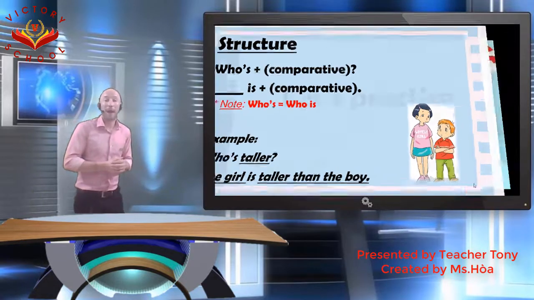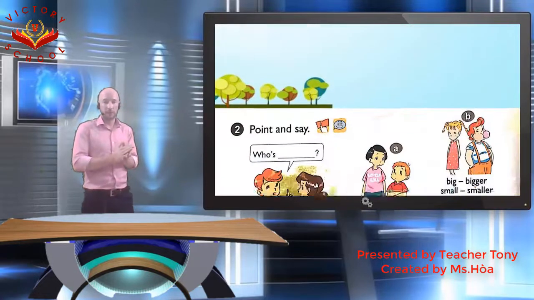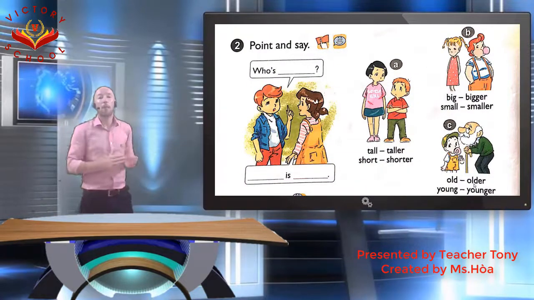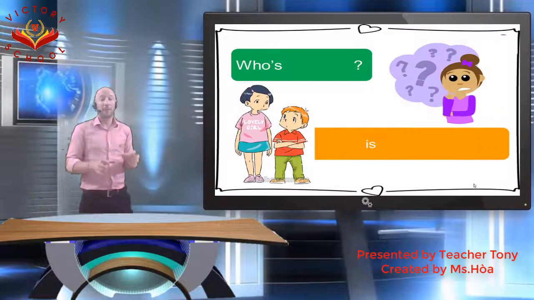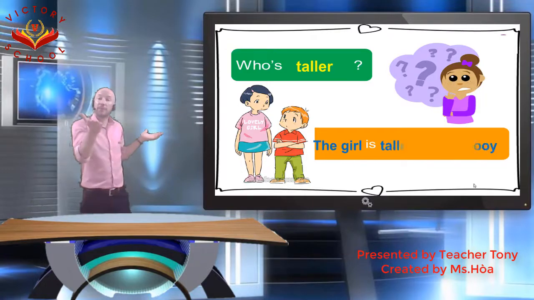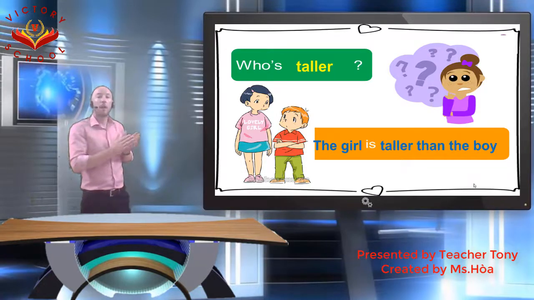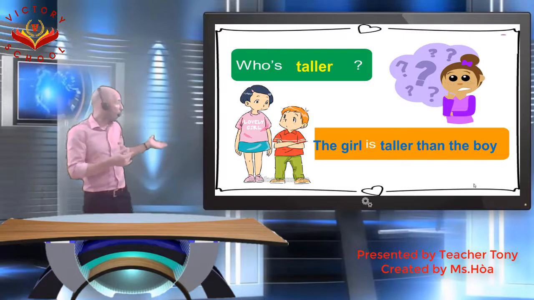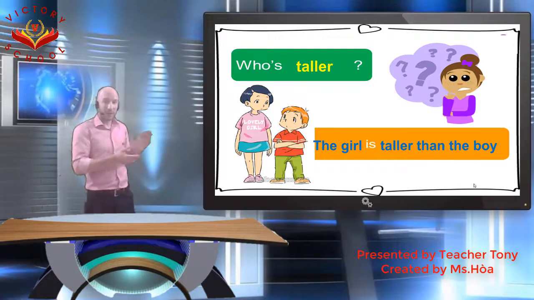Now let's go to part 2 in your books. Let's practice. Okay? So we have point and say. And we're going to break it down. First, we'll do it together. First, let's do A. Okay? Who's taller? You can say at home. The girl is taller than the boy. Okay?